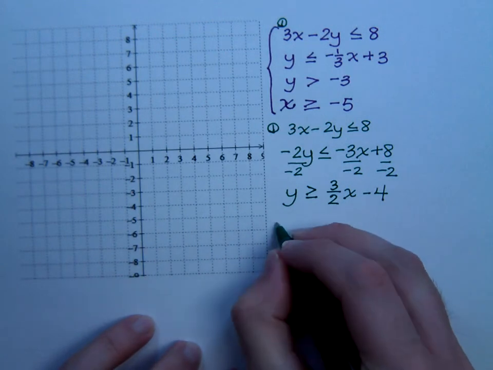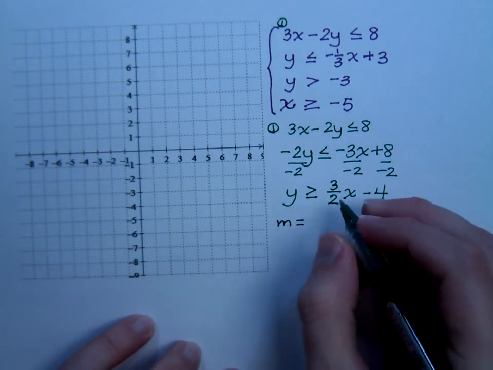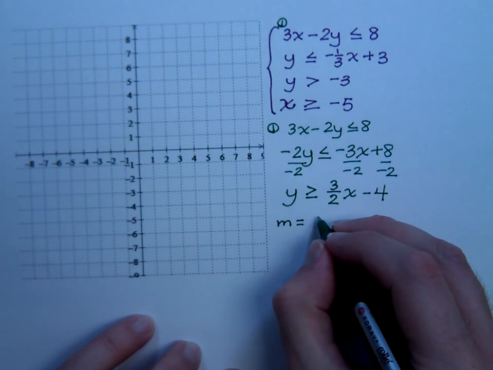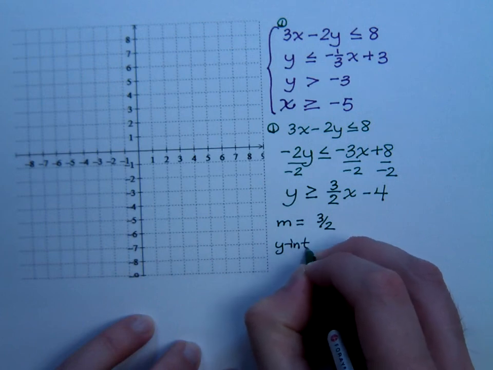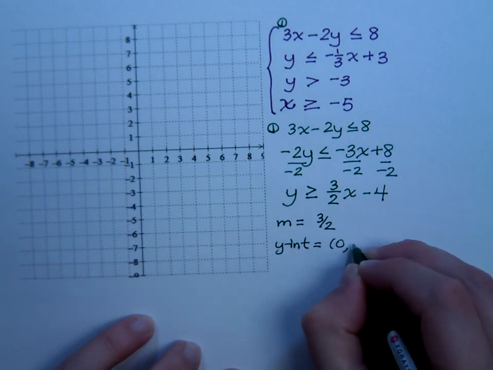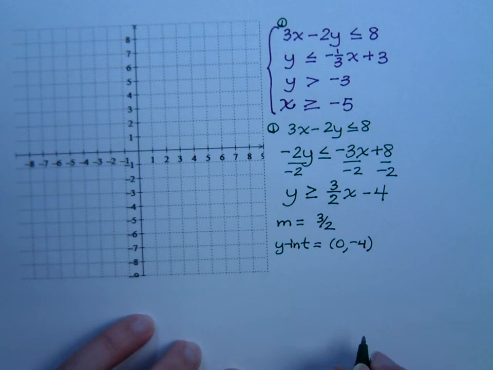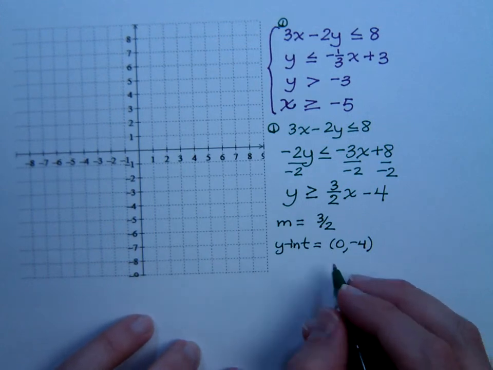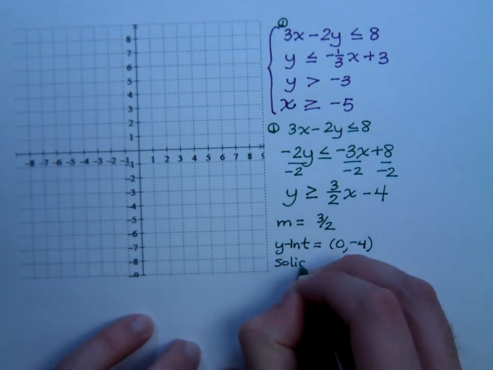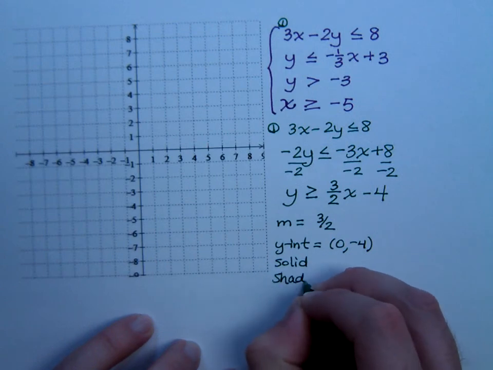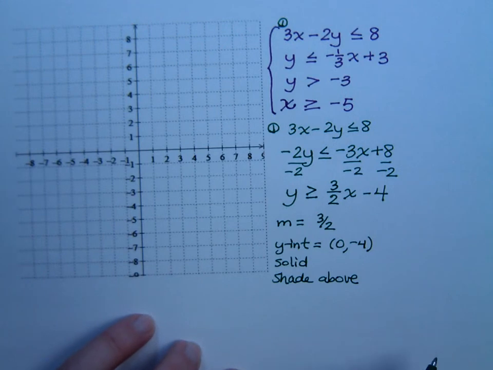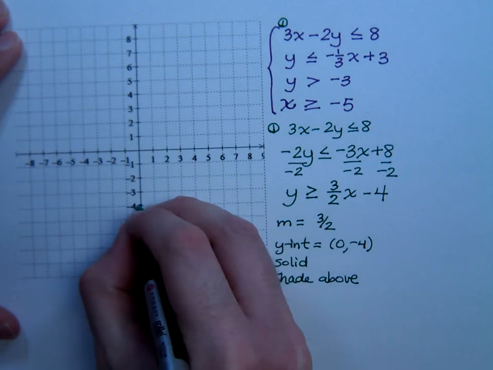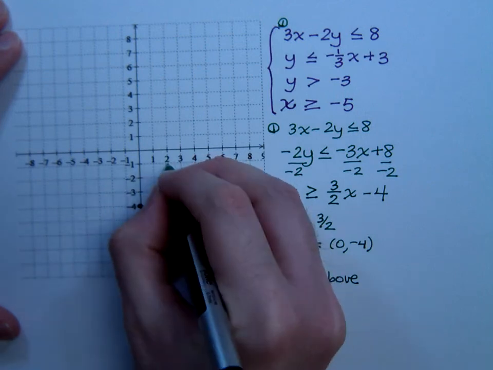Now, what's my slope here? It's 3 halves. What's your y-intercept? 0, negative 4. Solid or dashed? It will be solid, and you're going to shade where? We're going to shade above. So let's go ahead and do that. Y-intercept is 0, negative 4. It's solid. I've got my slope of 3 halves.